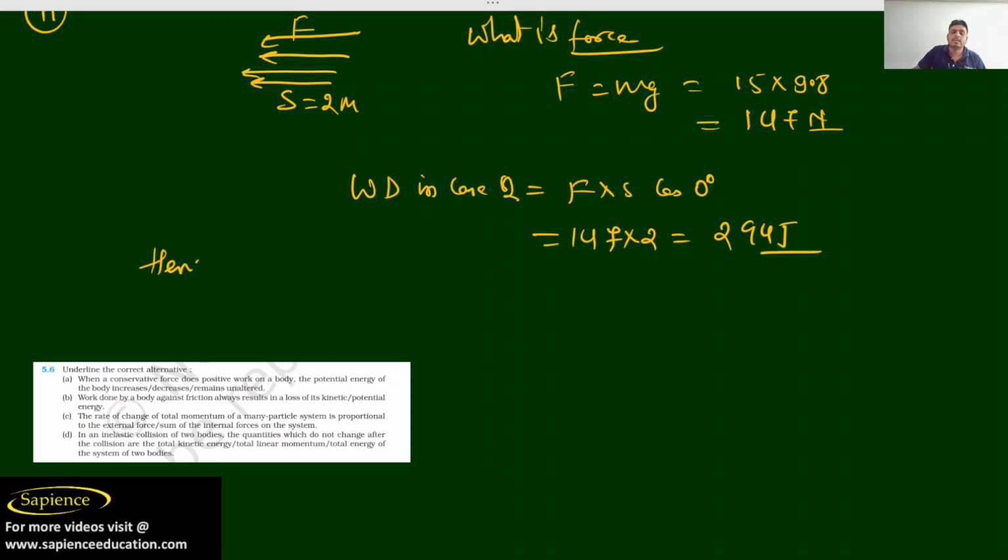Hence work done in the second case is more. Work done in case 2 is more.